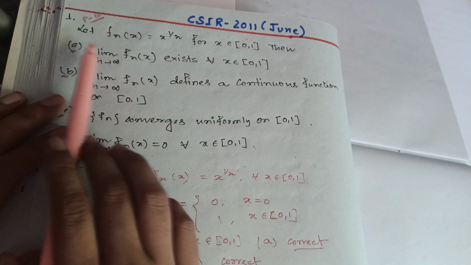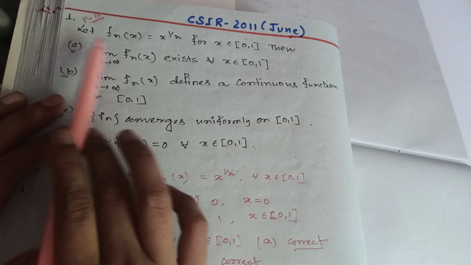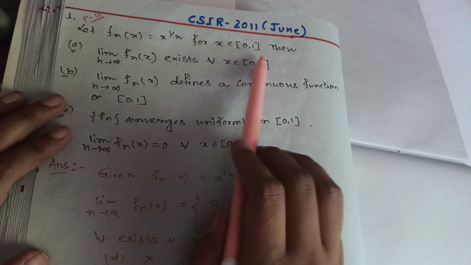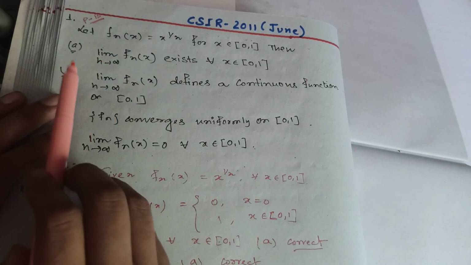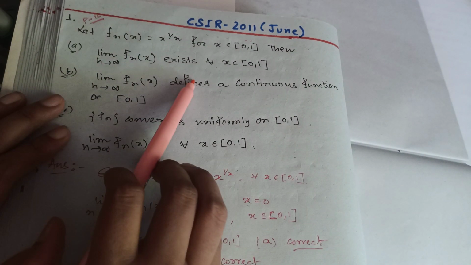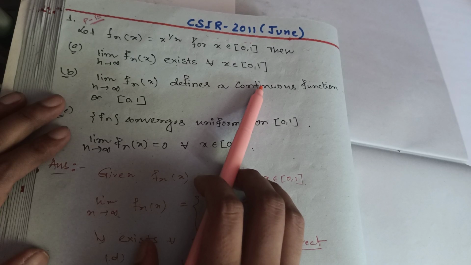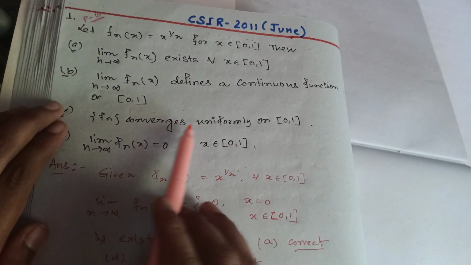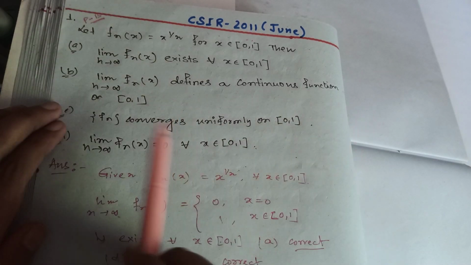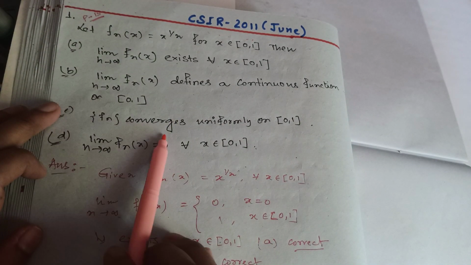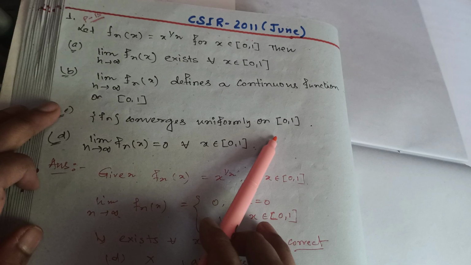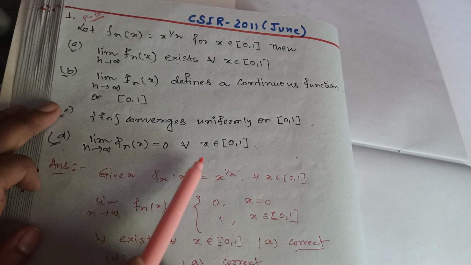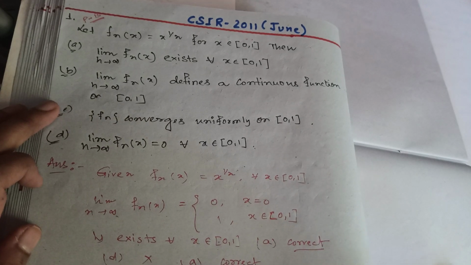So let's start. Let f_n(x) = x^(1/n) for x belonging to the closed interval [0,1]. The first option says the limit as n tends to infinity of f_n(x) exists for all x in [0,1]. The second says the limit defines a continuous function. The third option says f_n converges uniformly on [0,1], and the fourth option says the limit of f_n(x) equals 0 for all x in [0,1].